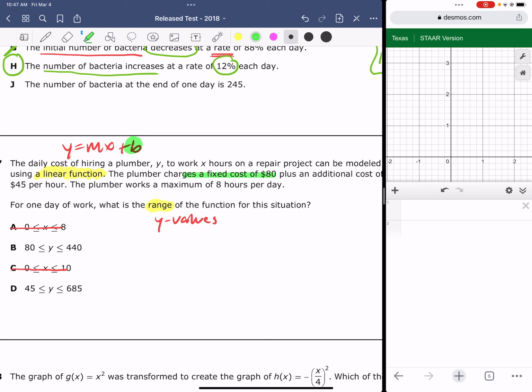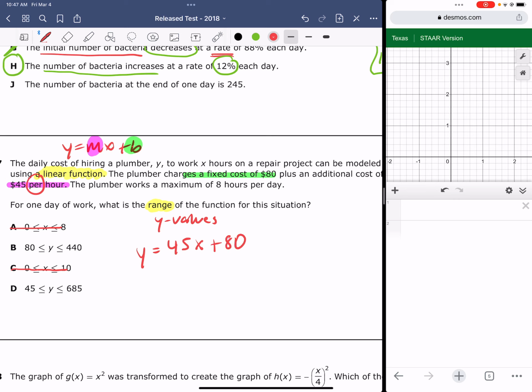We then see an additional cost of $45 per hour. Whenever we read that word per, we can think of a slope. And so therefore, the slope is represented as 45 in this particular question. Therefore, we have the equation y is equal to 45x plus 80.